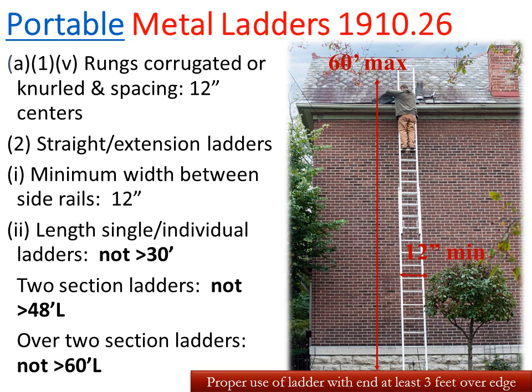In this picture, the gentleman is using it properly. You cannot see that it's lashed down, but it is. It's tied down to the edge of the roof, and he has a good 3 feet overhang above the roof line so that it creates some stability. This also gives you something to hold onto when you're climbing onto or off of the ladder, which is really important.